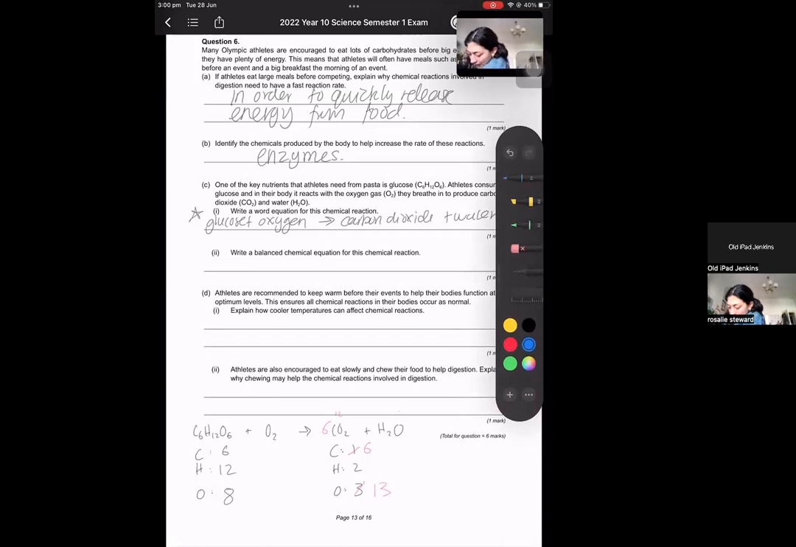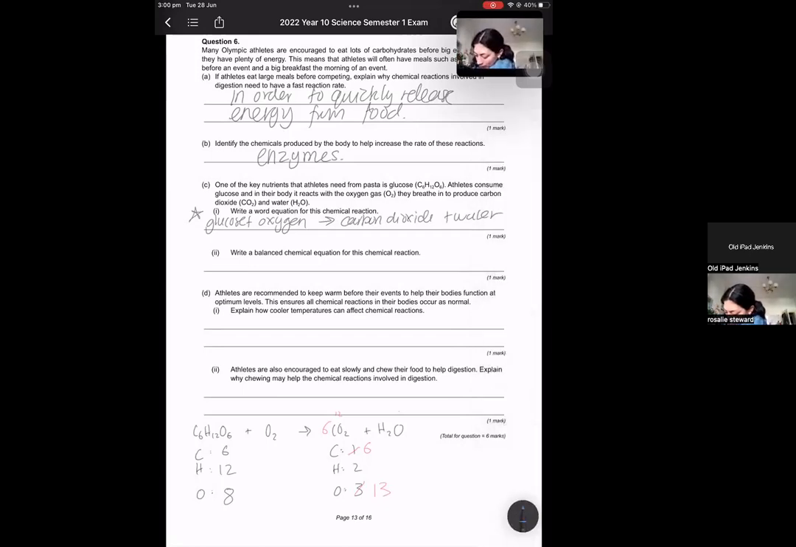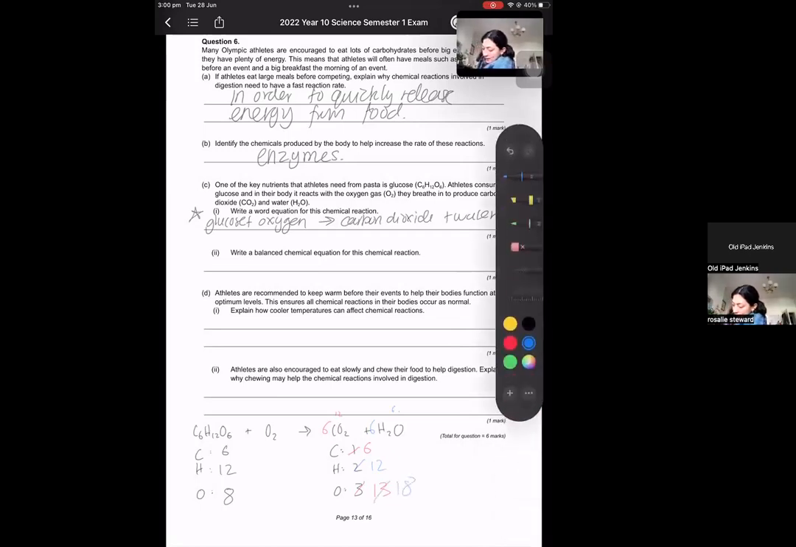Now let's do our hydrogens. So the hydrogens on the left is 12, on the right it is 2. So we want to put 6 in front there. That will make that 12. And now we have 6 oxygens here. So 12 on the left plus 6 in blue. That means we've got 18. Okay, final step, hopefully. 6, 6, 6.